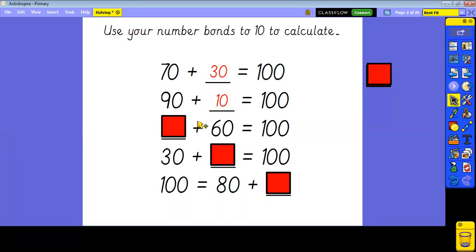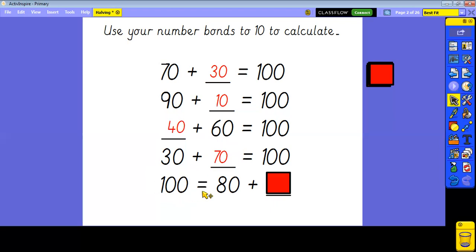If I know, so nothing different here other than the fact that my addends have switched places, which we can do to get the same answer because addition is commutative. So if I know that 6 add 4 equals 10, then I know that 60 and 40 equals 100. 3 add 7, we've already got that number fact up here. 3 add 7 equals 10, so 30 add 70 equals 100. And all that's different on this last equation is my total, my sum is at the beginning.